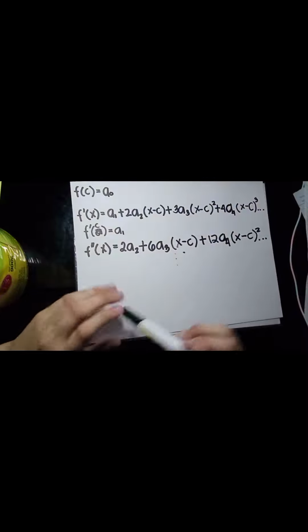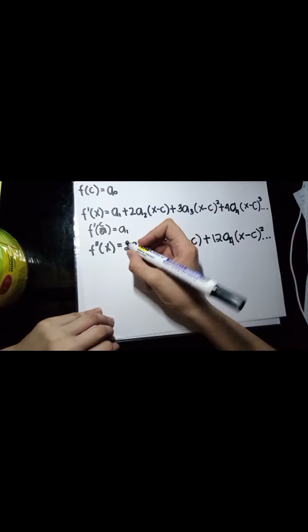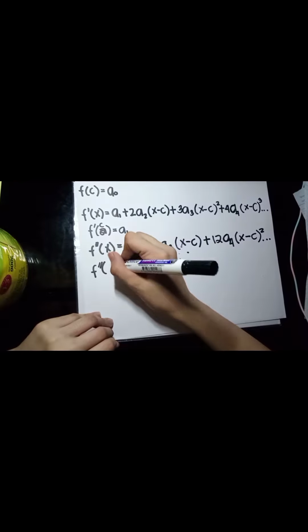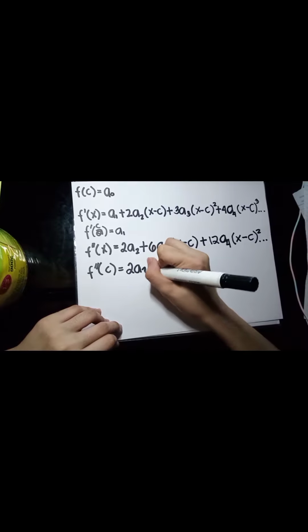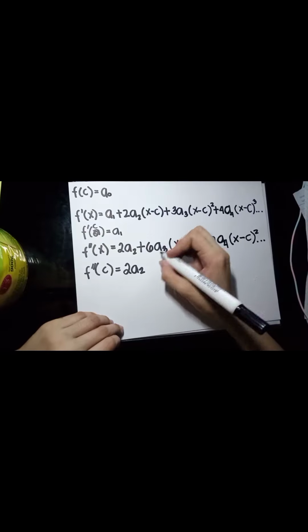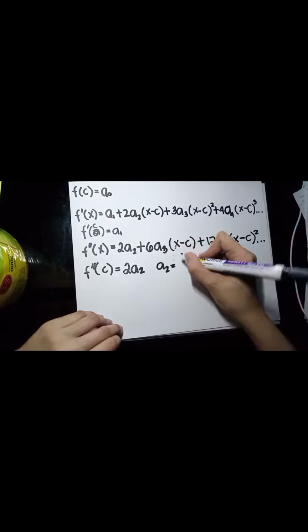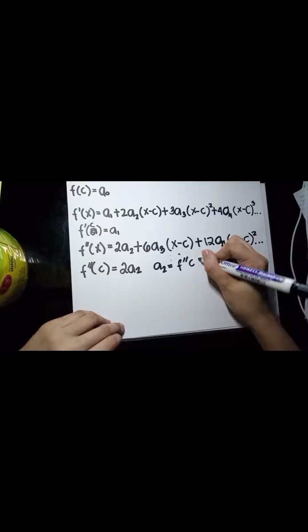So plug in c for x. We'll isolate the 2a2 term. So f double prime of c is equal to 2a2, or a sub 2 is equal to f double prime of c over 2.